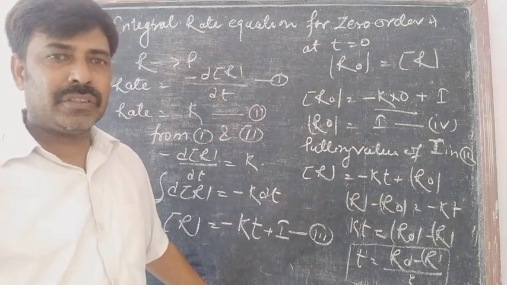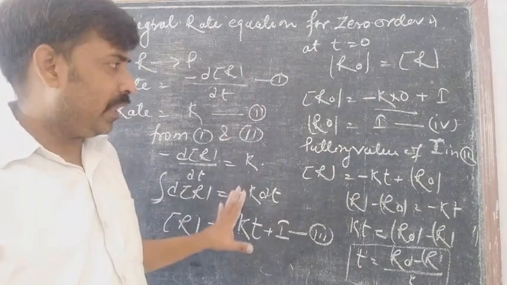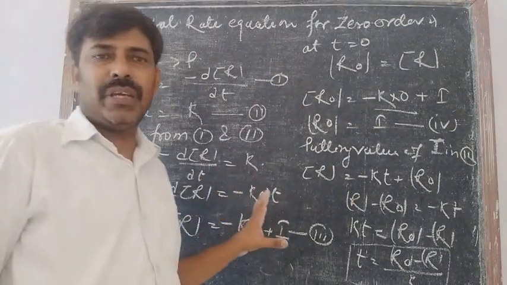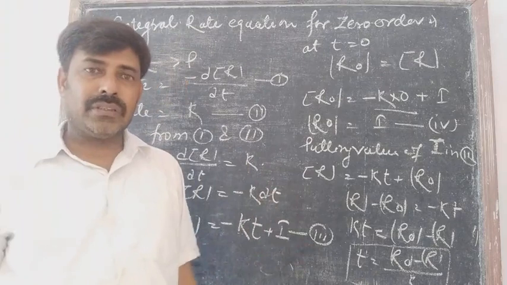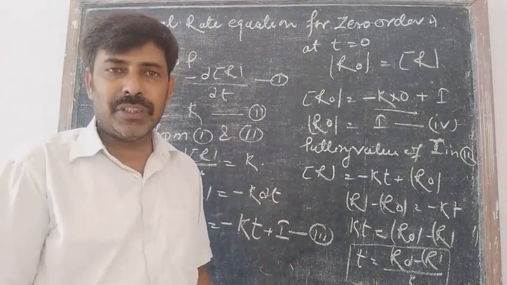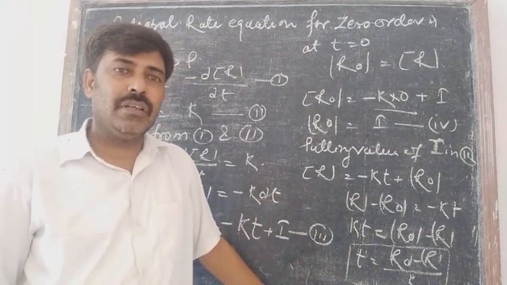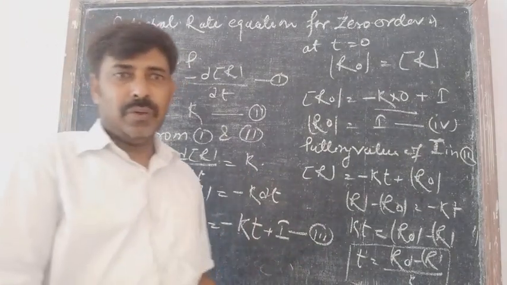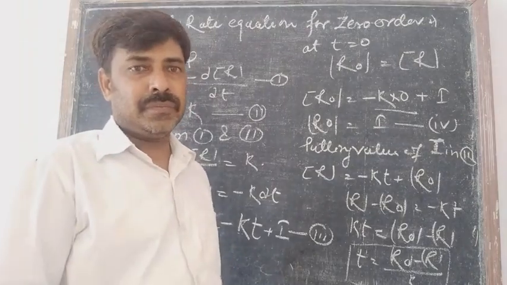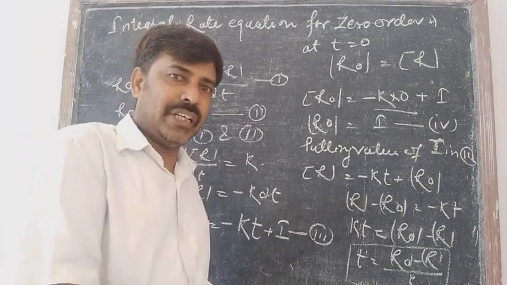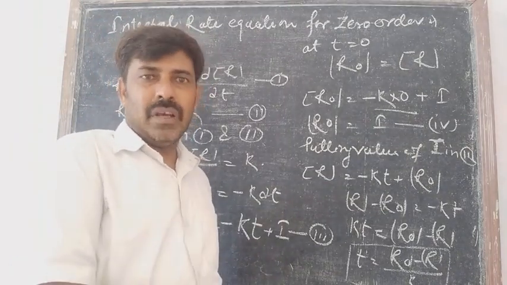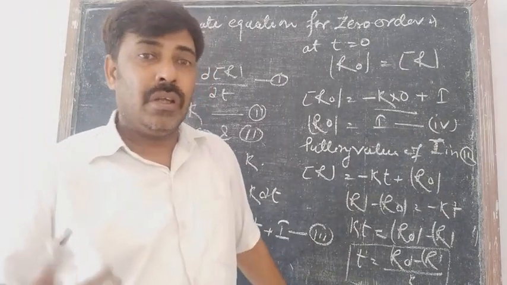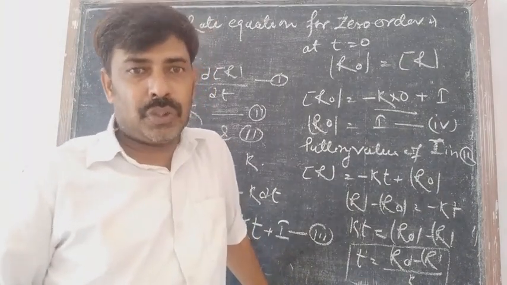This is the integral rate equation for the zero order reaction. It is an important equation, but generally we find that zero order reactions are not studied much. It is the first order reactions which are more important than the zero order reactions. Now we are going to study about the half life of the zeroth order reaction.